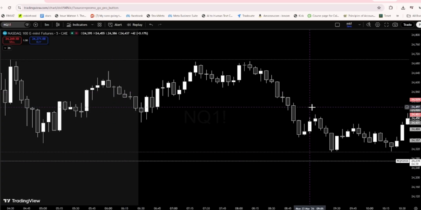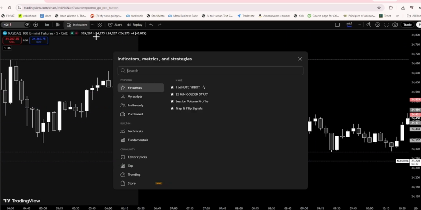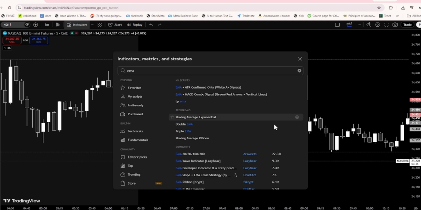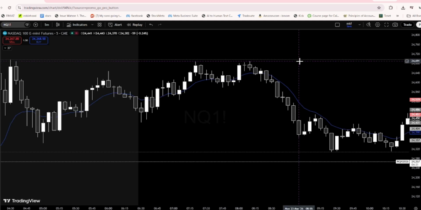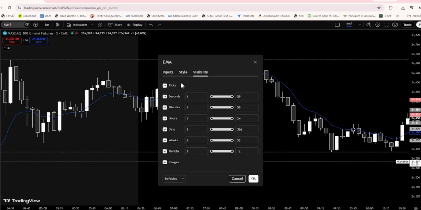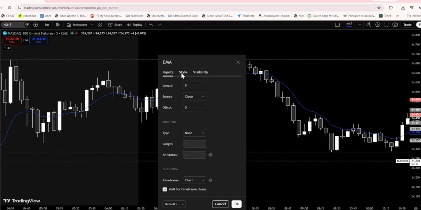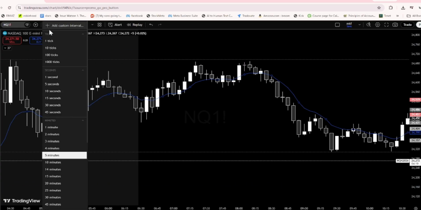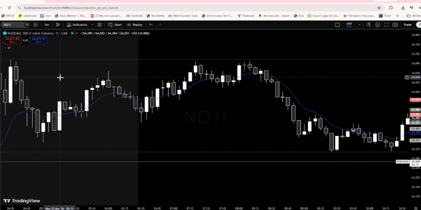All right, the first thing you guys got to do is go to the indicator tab right here and search up EMA, and then go ahead and add the moving average exponential. When you do that, double click and go down to the inputs and make sure it is on 9, close, 0, none, and chart right over here. And the next thing you got to do is make sure you are on the 5-minute time frame, and this will work the best that I know of on NQ futures.